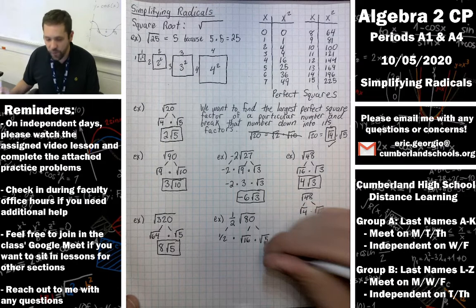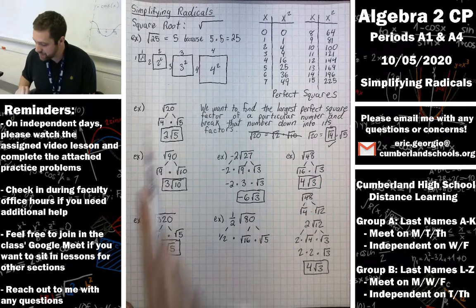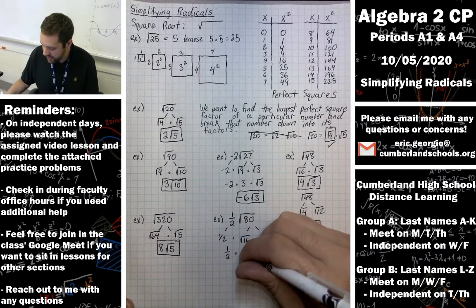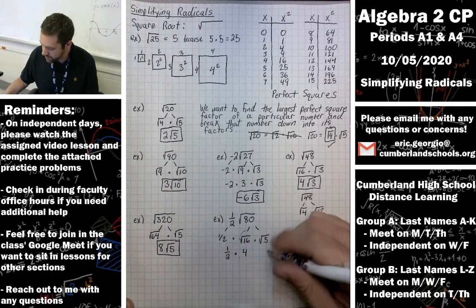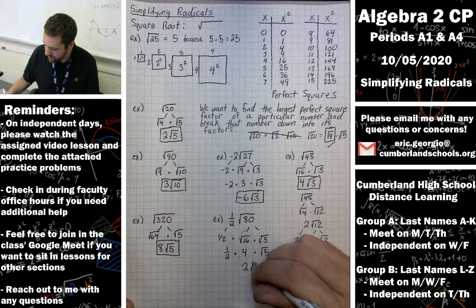Because yes, you could use 4 and 20, but then you'll have to break down 20 again. Notice we broke down 20 again up here. So sticking with 16 will help us out a lot. That'll give us 1/2 times 4. The square root of 16 is 4 times the square root of 5. And half of 4 is 2. So you get 2 rad 5.